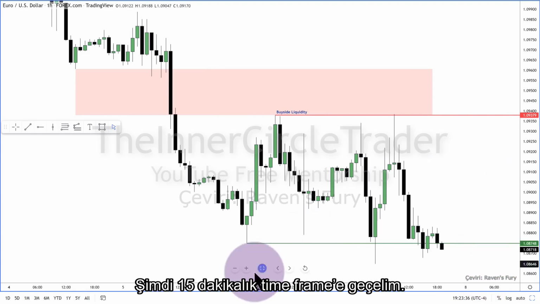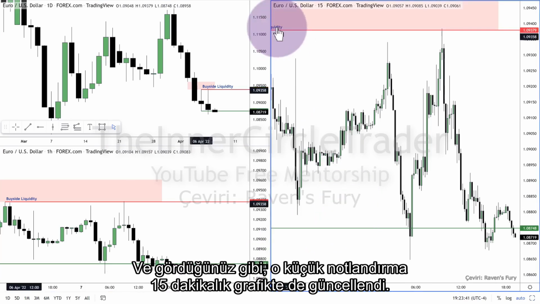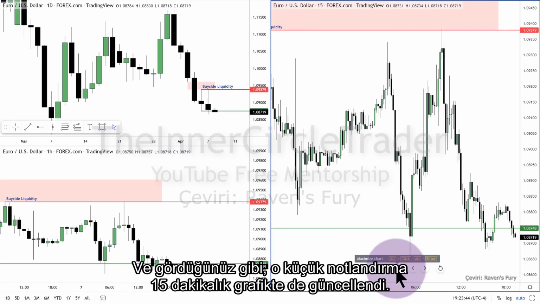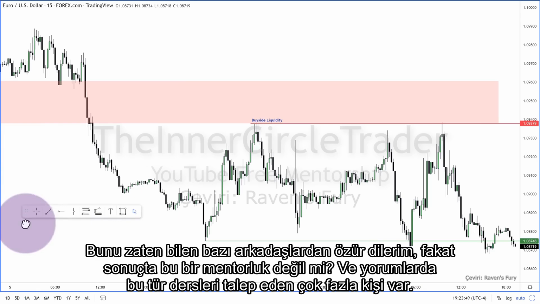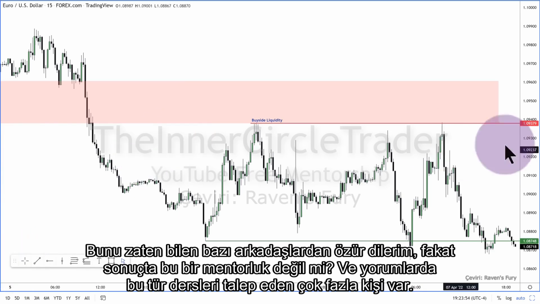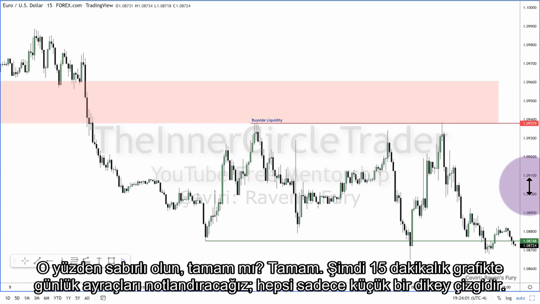Let's go to the 15-minute time frame here. And you can see we already have that little annotation updated on the 15-minute time frame. So now here's the 15-minute time frame. And I apologize for all of you that would otherwise know how to do this, but obviously it's a mentorship, right? And there's a lot of people in the comment section that are asking for these types of lessons. And once I go through this episode, we won't ever have to revisit it again. Okay, so bear with me, okay?